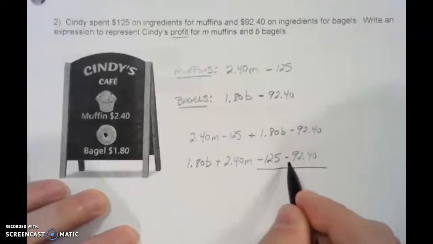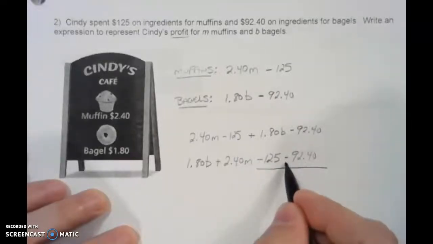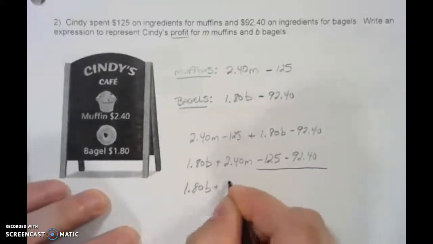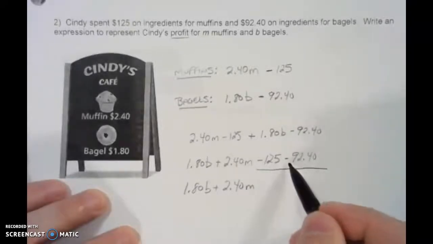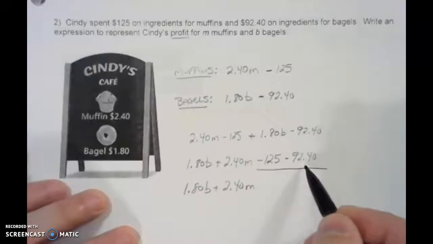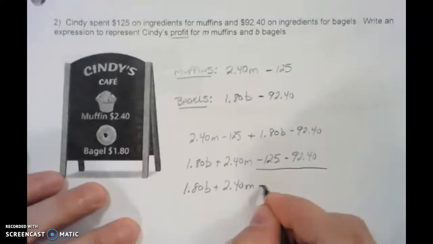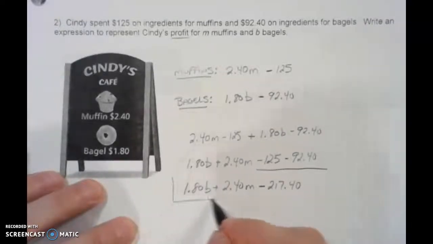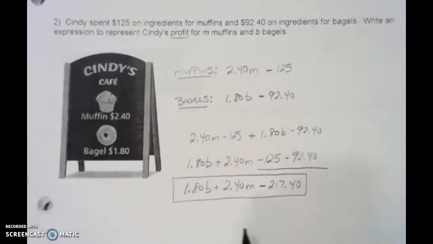Negative 125 and negative 92.40 have the same signs, so you're going to add them together. So I'm going to have $1.80B plus $2.40M, and when I combine negative 125 and negative 92.40, that gives me negative 217.40. So I'm going to write minus $217.40. And this expression is going to represent Cindy's profit for selling M muffins and B bagels.